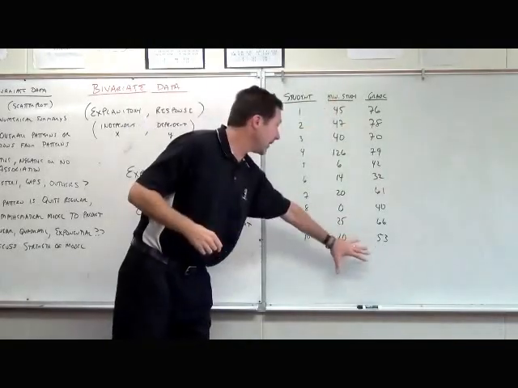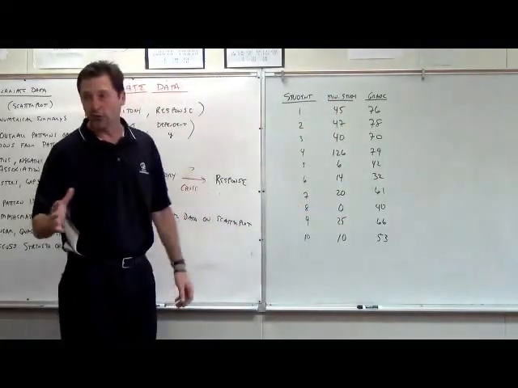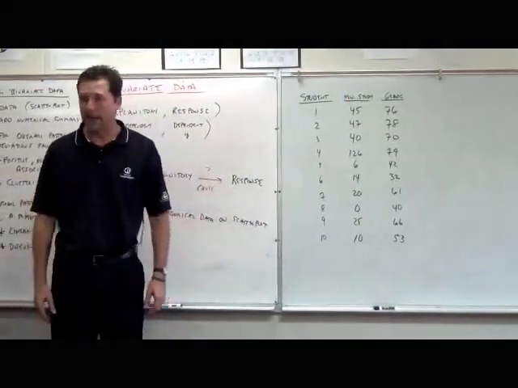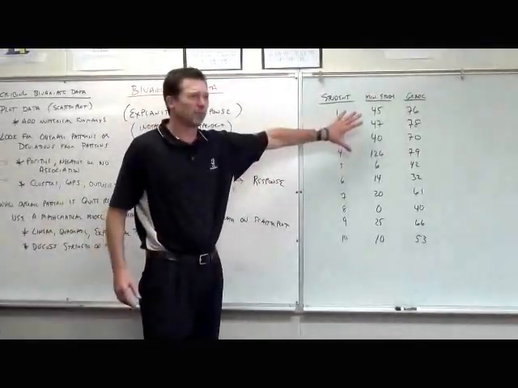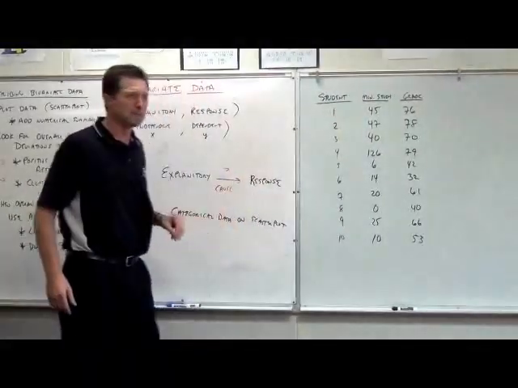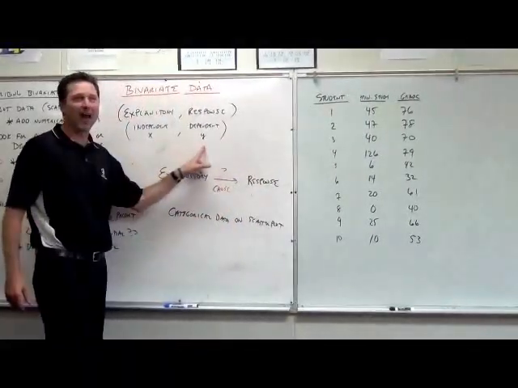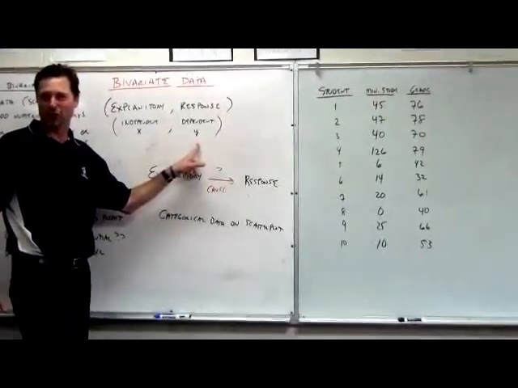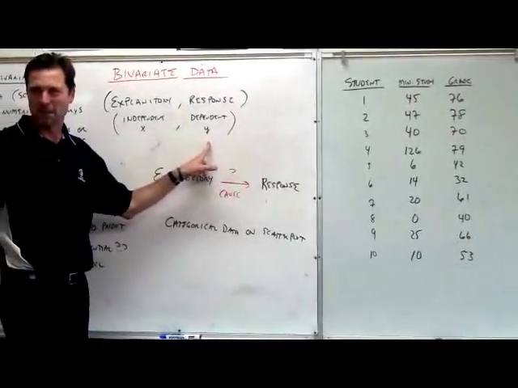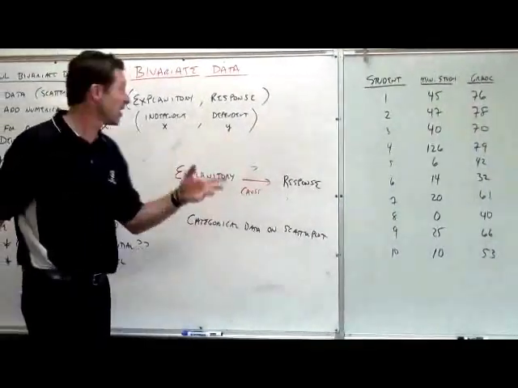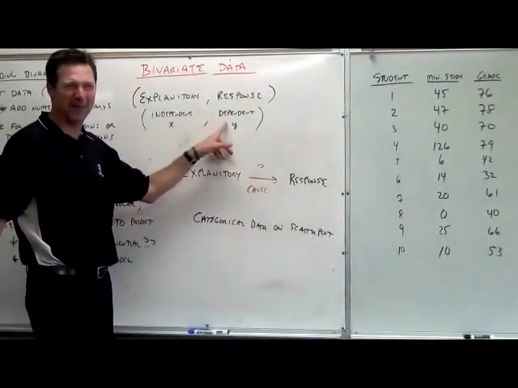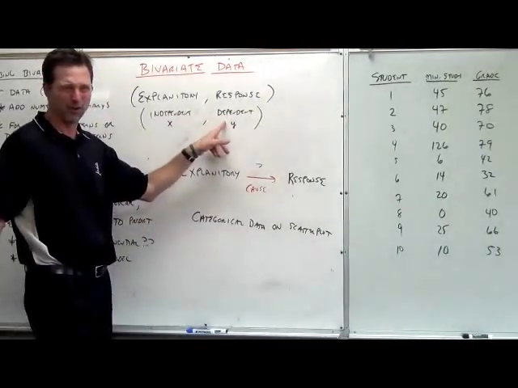Okay, bivariate data. Now, statisticians, we've got to be different, right? We can't have the same names as everybody else. You've done this before. Back in Algebra 1, you called these points X and Y, didn't you? And you graphed them on an XY plot. Then you got fancy. They called it the independent and dependent variable.